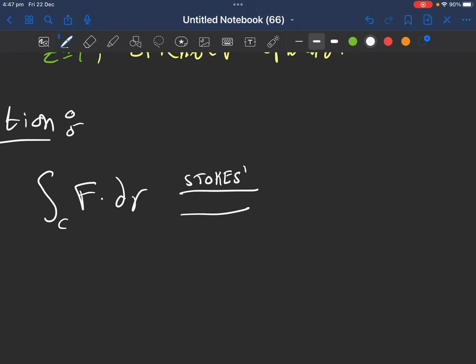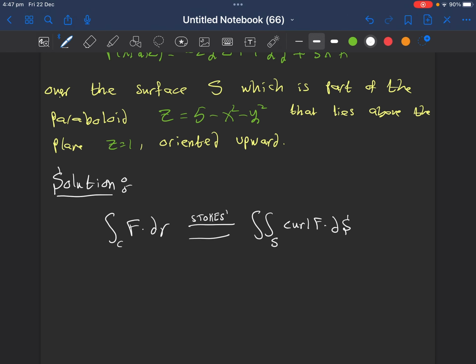This is the same as the double integral, so we transfer a single integral over the boundary to a double integral over any surface S that has the boundary C with curl of f dot dS. Of course, in this example, we have the surface S, so we know exactly what we need to do. And in this example, we need to calculate the double integral separately, and then we need to calculate the single integral separately and check if the two answers are the same.